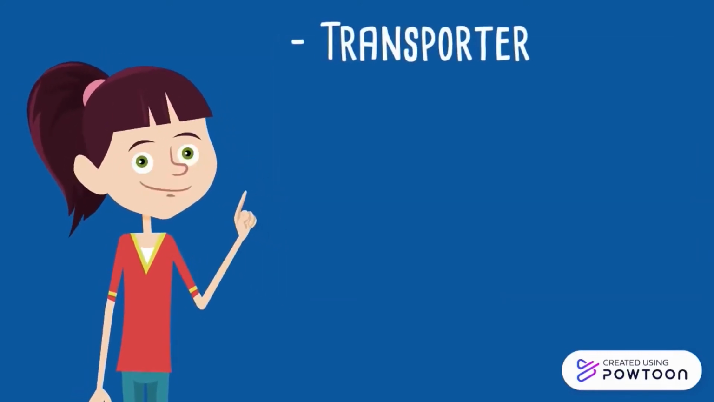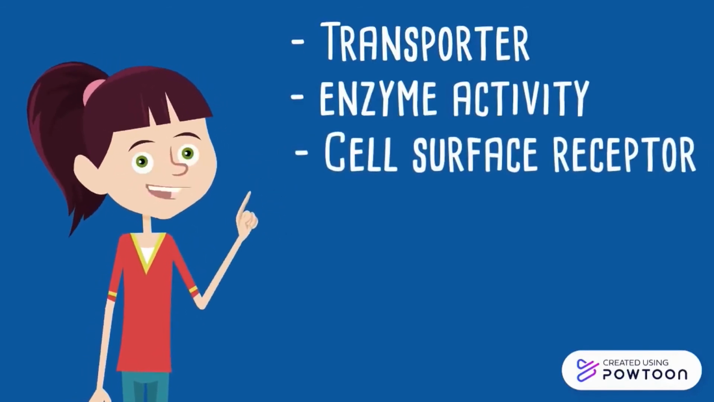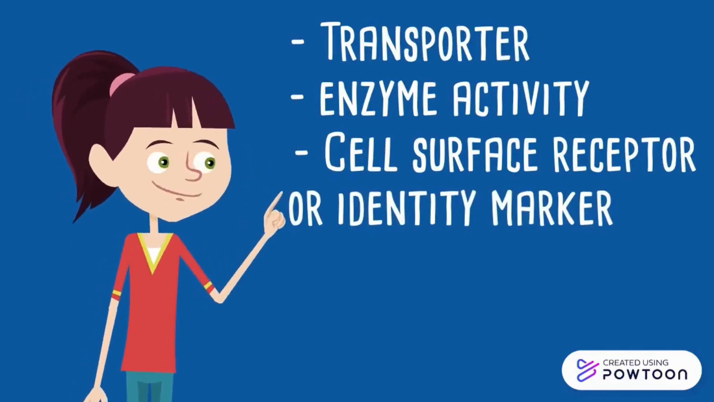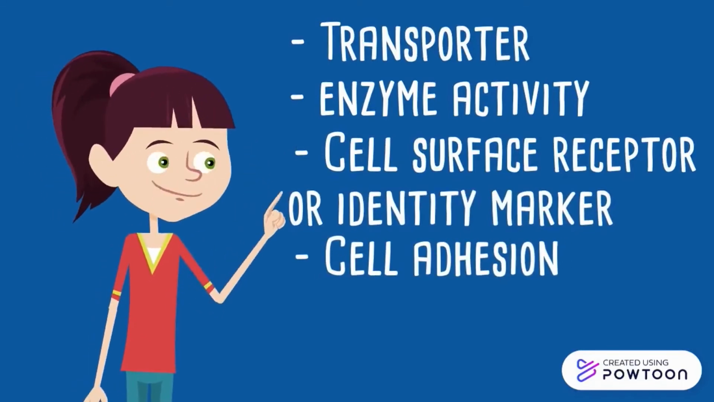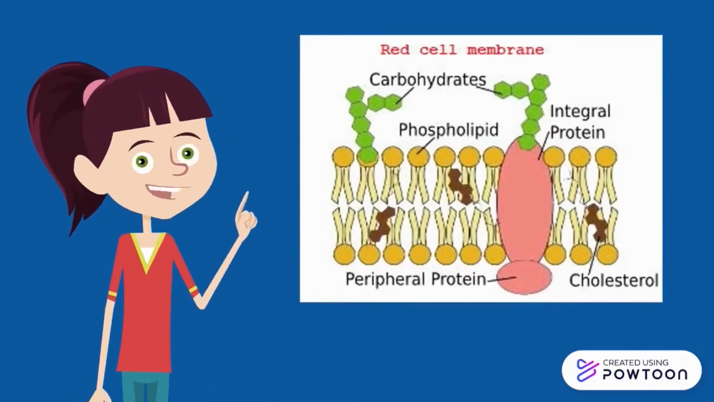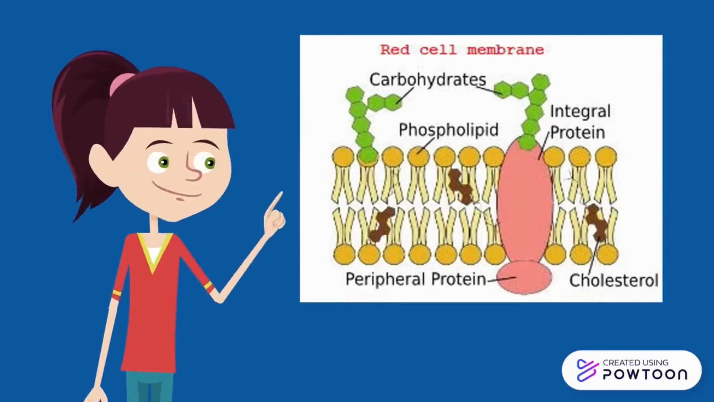Proteins can serve many functions in the cell membrane. It could act as a transporter, it could be used for enzyme activity, act as a cell surface receptor or a cell surface identity marker. It can be used for cell adhesion, or it could attach the cell membrane to the cytoskeleton. Although carbohydrates cannot be embedded in the cell membrane, they play a key role in cell-to-cell recognition.